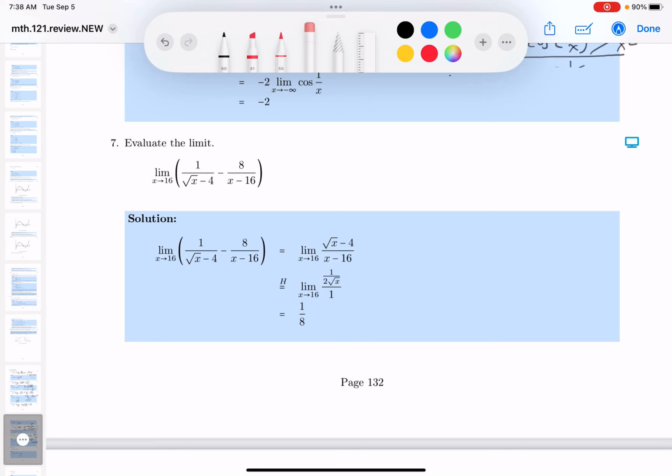All right, I'm going to do some side work in this one over here. And it looks like a problem that we've seen in the past, by the way. But I just want to simplify that and see what I come up with. So it's going to be 1 over root x minus 4.